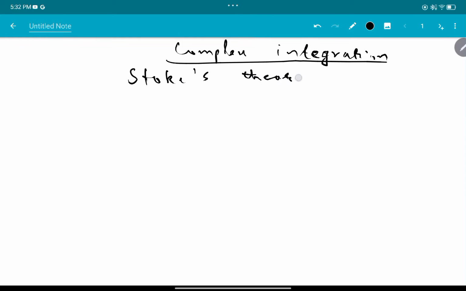Those students who already know or are well aware of Stokes theorem can skip this lecture. However, if they want a conceptual basis of Stokes theorem and Green's theorem, then they can go through this lecture because it doesn't use complex mathematics. It basically uses intuition in arriving at this theorem.